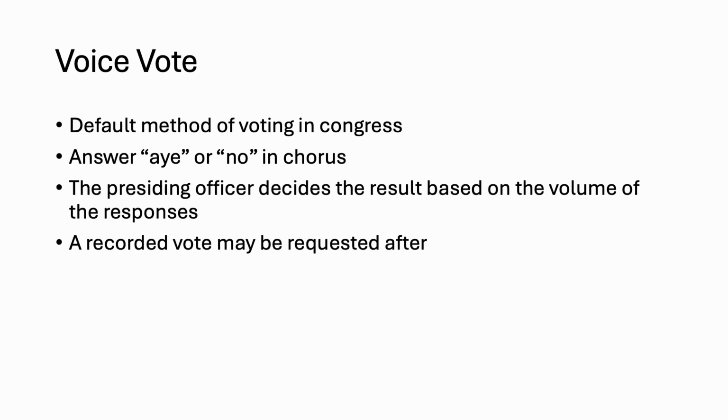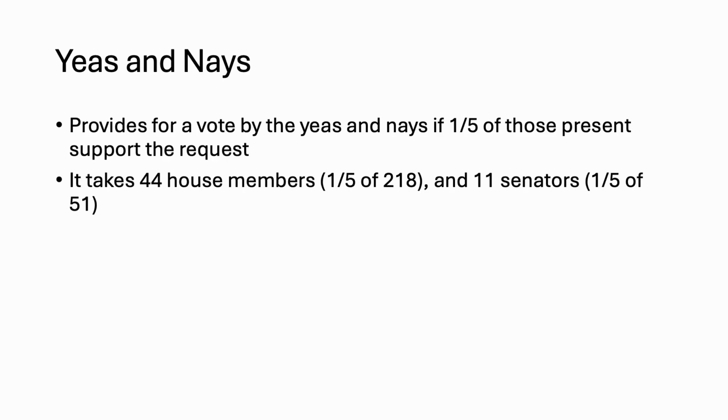Voice vote. Default method of voting in Congress. Answer aye or no in chorus. The presiding officer decides the result based on the volume of responses. A recorded vote may be requested after. Yeas and nays. Provides a vote by the yeas and nays if 1/5 of those present support the request. It takes 44 House members, 1/5 of 218, and 11 senators, 1/5 of 51.